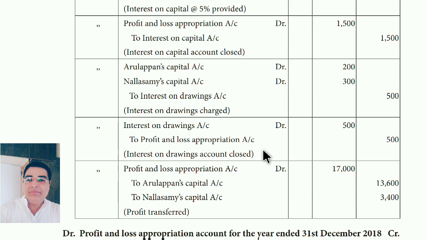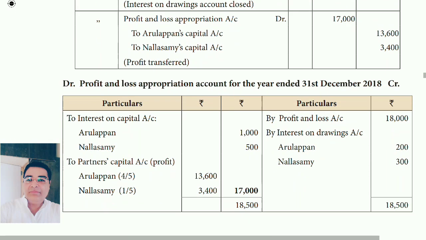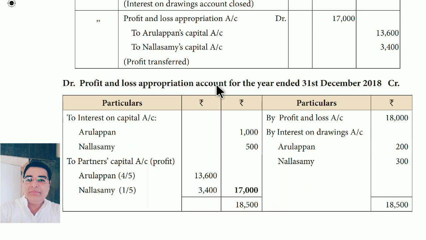At last we have to write this last entry, profit and loss appropriation account debit to Arulappan capital account, to Nallaswamy capital account. 13,600, 3,400 we have to write here. Add this, you will get 17,000. So profit and loss appropriation account debit to Arulappan capital account, to Nallaswamy capital account. So if we prepare this appropriation account in the starting itself, it is simple to pass the entry.